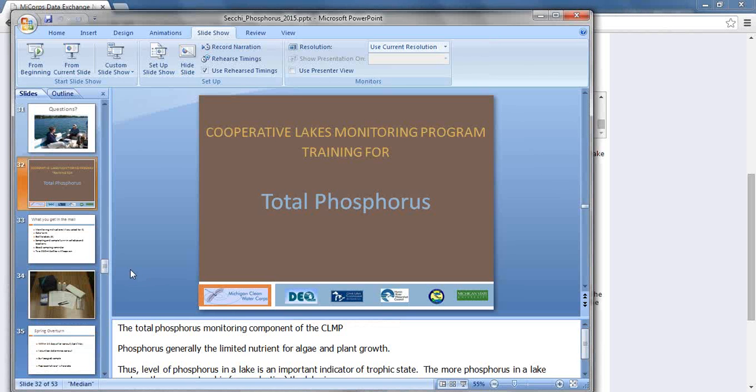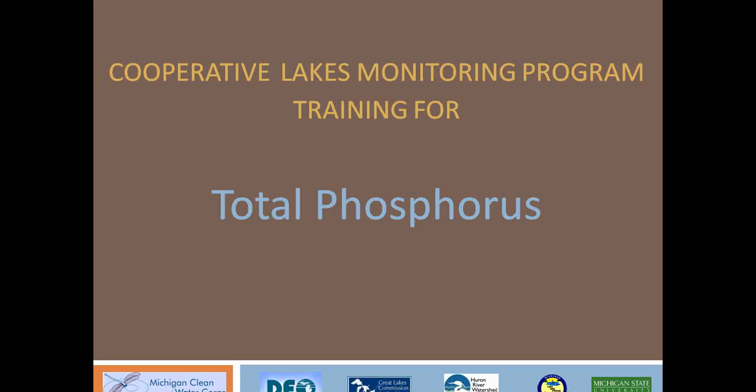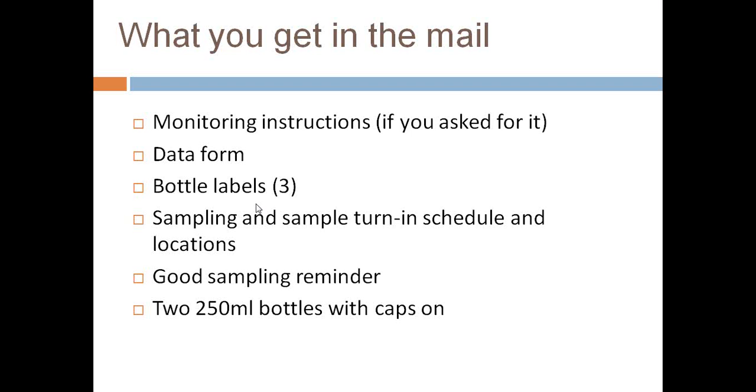Okay, we're going to go to phosphorus. Phosphorus is pretty easy, and I'm guessing a lot of you have probably already done phosphorus measurements because we have the spring phosphorus parameter, and for a lot of lakes, the ice has come out. So let's take a look at that.